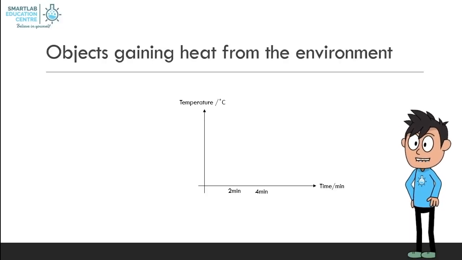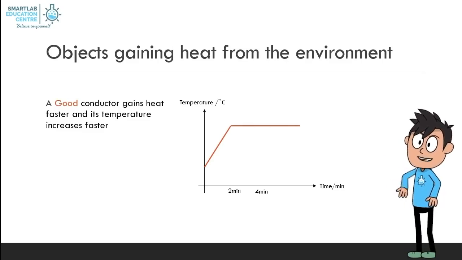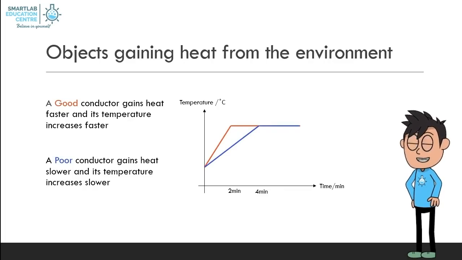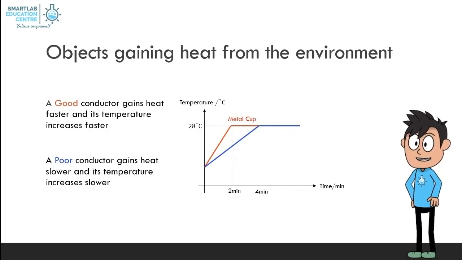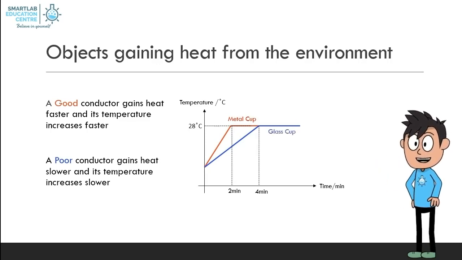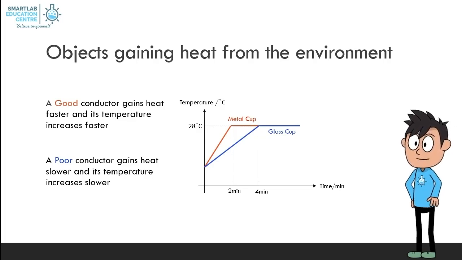Objects gaining heat from the environment. A good conductor gains heat faster and its temperature increases faster. A poor conductor gains heat slower, and its temperature increases slower. For example, a metal cup from the fridge takes 2 minutes for its temperature to be at room temperature of 28 degrees Celsius, while a glass cup from the same fridge takes 4 minutes for its temperature to be at 28 degrees Celsius, since glass is a poor conductor of heat as compared to metal.